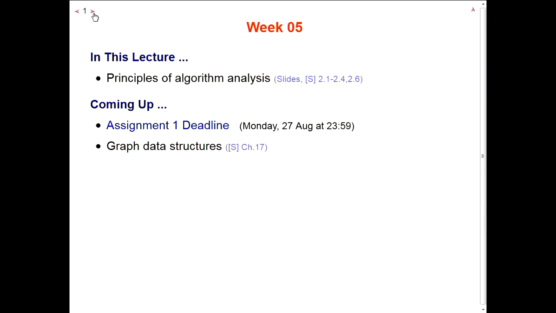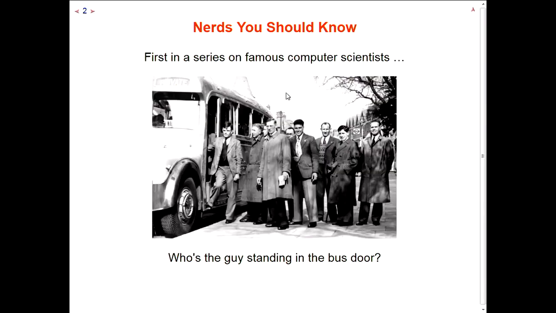And before I start, there's another series that I want to start, besides the advice from the Tao of Programming. I think it is also important for every computer scientist to know a few of the really famous computer scientists. So you will get to know a few of the nerds, which I think every serious computer scientist needs to know. Now, look at that photo and look at that person who's standing in the bus door. Does anyone recognize him?